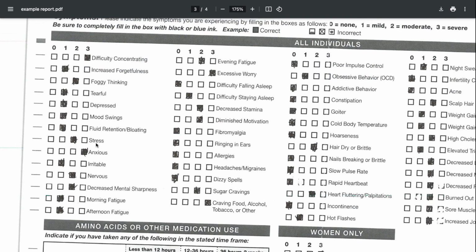So if we look at that now from a perspective of her symptoms, this can feel like fatigue, it can feel like stress, but here we can see what she's reporting. So she's reporting stress, anxiousness, irritability, nervousness, decreased sharpness, fatigue that gets worse later in the day. That makes sense with what we saw. Some sleep difficulties, decreased stamina, and some cravings.